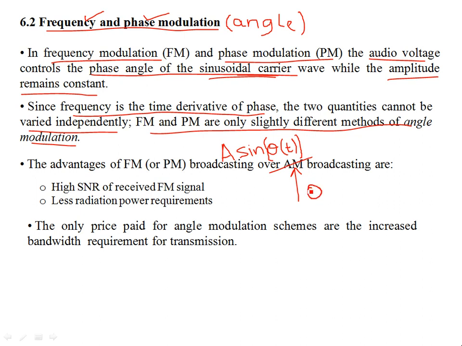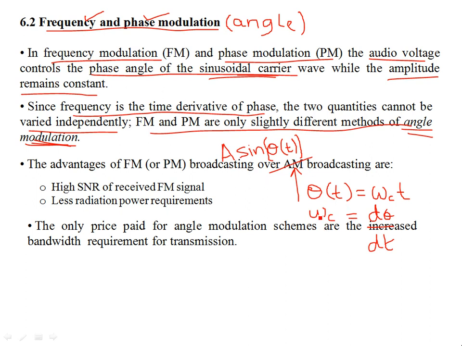This theta(t) is a function of time, and the phase is, for example, let's say a linearly increasing function of time at a rate of omega c, which is the angular frequency of the carrier, omega c t. Then this omega c and theta are related by the time derivative of theta. So the angular frequency is d theta by dt. So these two quantities are interrelated, and these two schemes are commonly referred to as angle modulation schemes.